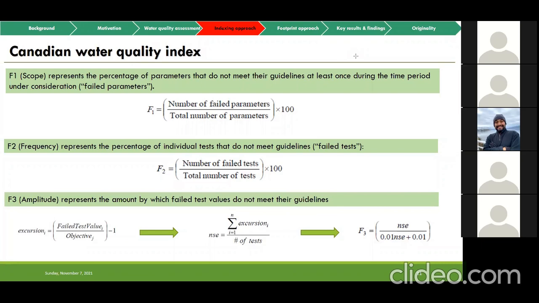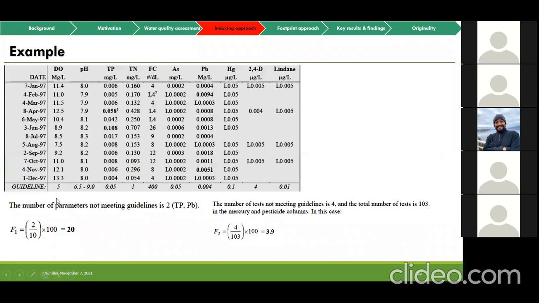If I move to the next slide, this is an example, just to give you a heads up. This is a typical water quality testing report. We have, let's say, DO, pH, total phosphorus, total nitrogen, fecal coliform, arsenic, lead, and so on. This data has been recorded through sampling and monitoring, and we have the guideline at the bottom. So how are we going to calculate the index? There are 10 parameters, all reported in different ways.